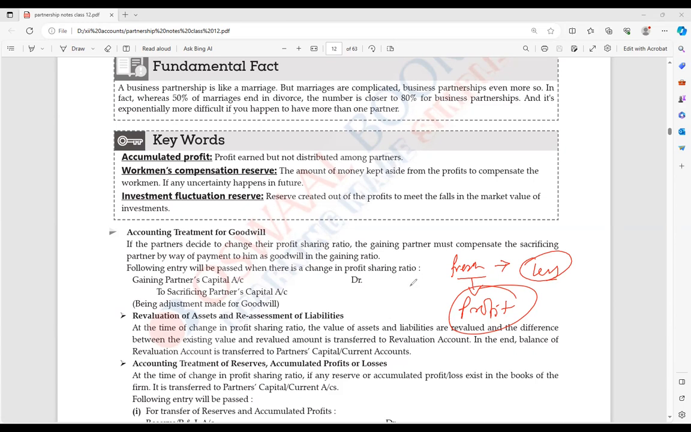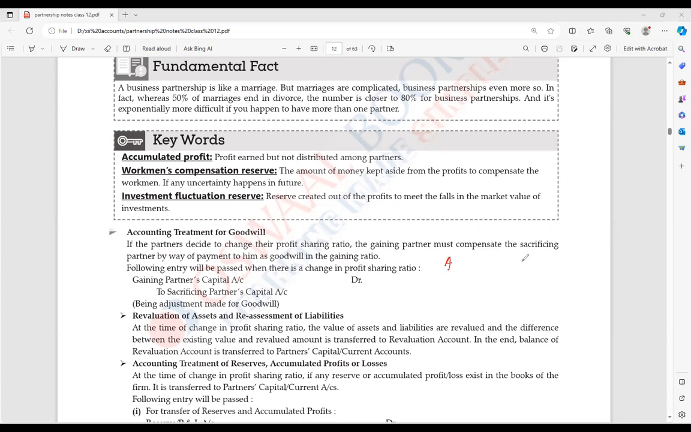Now think about when a new partner is entering into a firm. The firm will definitely take some money from the person, right? Because my firm is not new. This is related to what we already started, the admission of a partner. First of all, I'm going to tell you what the admission of a partner is. Admission of a partner is nothing but what?